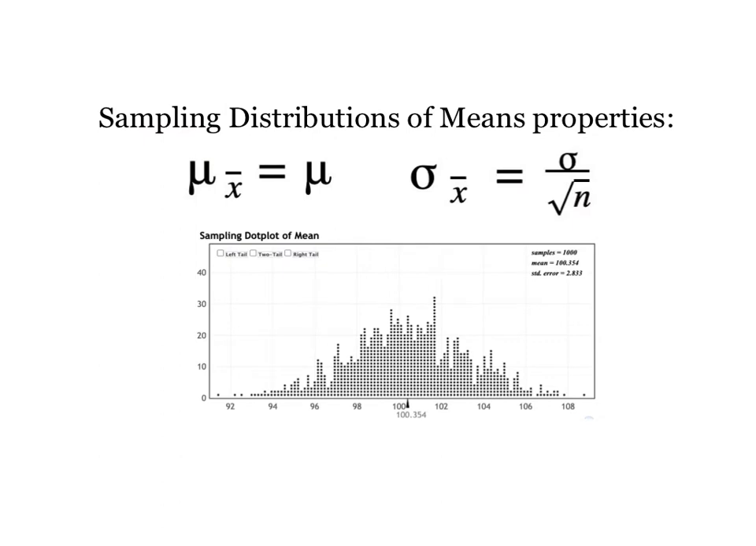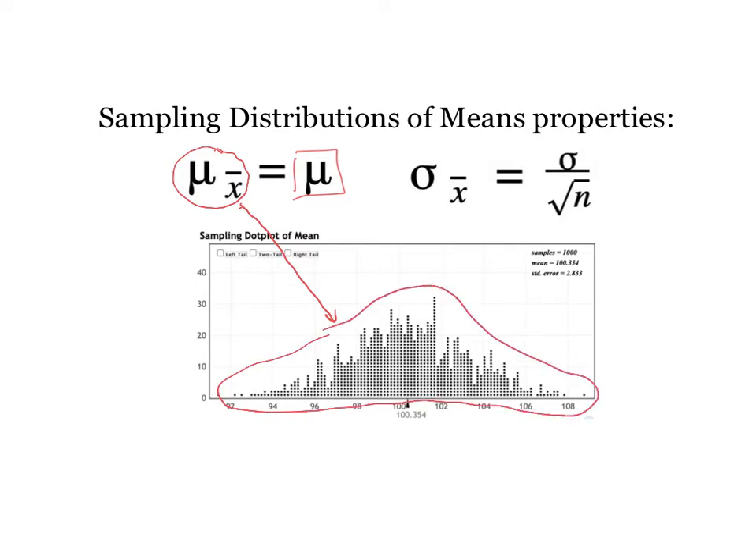Now, sampling distributions of sample means have properties, okay, just like they did for proportions. The first rule should look very similar to how it looked for proportions: the mean of all the x bars will equal the population mean. So when I say the mean of the x bars, I'm talking about all of these dots. The mean of all of those points will equal the population mean.